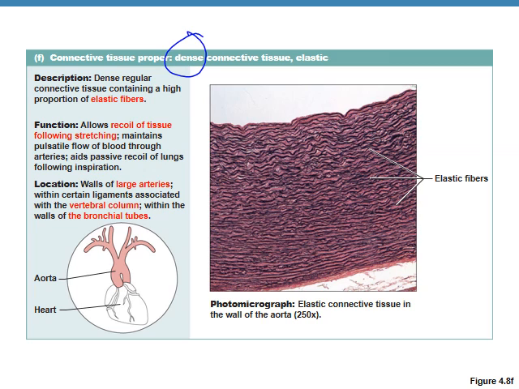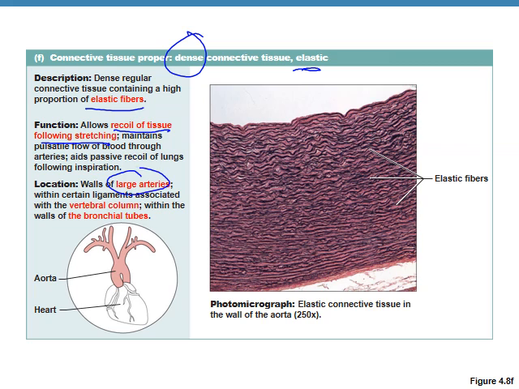The last dense connective tissue is called elastic. So this shouldn't be any surprise that there's more elastic fibers. This tissue is very important because it allows for the recoil following stretching. So one of the points we like to make is that with elastic fibers, it's not the fact that you can stretch them out. It's the fact that when you stretch them out, they snap back to their original location.